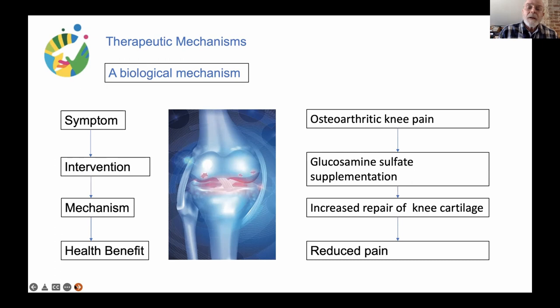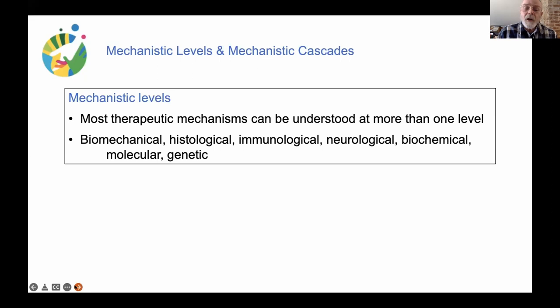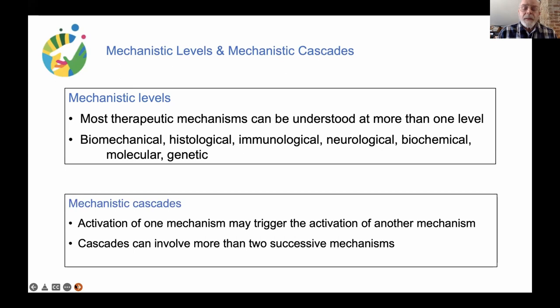So those are examples. I already talked about the levels. Most therapeutic mechanisms can be understood at more than one level: biomechanical, histological, immunological, neurological, biochemical, molecular, genetic, epigenetic, which is how the genetics are expressed. Now, this is an important idea, mechanistic cascades. It's not always the case that between the intervention and the benefit, there's just one mechanism. Sometimes you activate one mechanism and that triggers a second mechanism. And cascades can even go on to more than two mechanisms. We're going to get more specific about this later on.